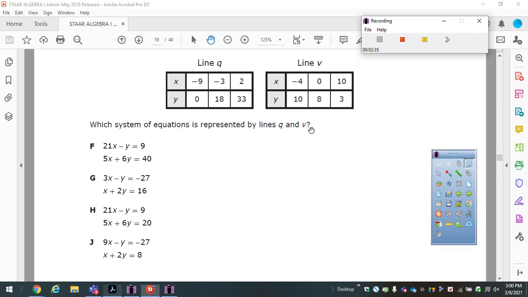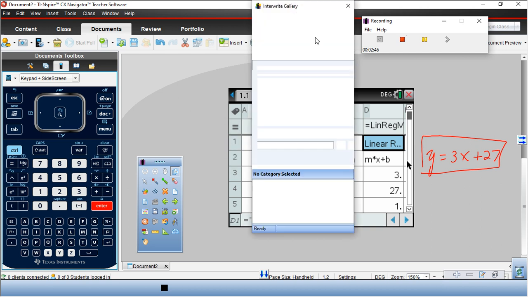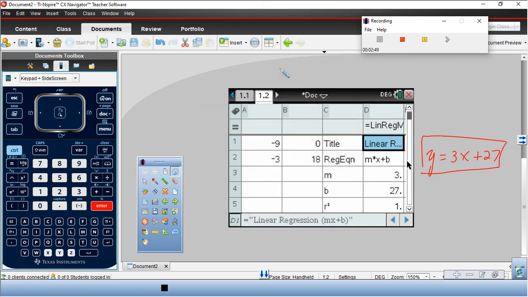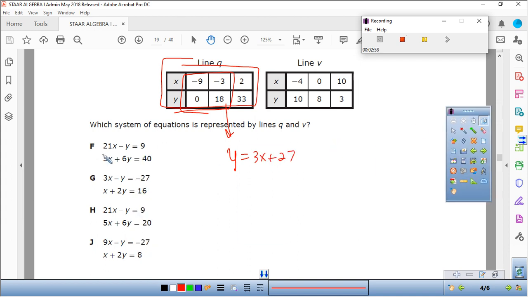Okay, but I don't see that here. They're saying which line here and line here are found over here. So remember my equation: Y is equal to 3x plus 27. Now, if you look at all of these answers here, shoot, this is slope intercept form. They want it in ax plus by equals c form. They want it in standard form. This is in slope intercept form.